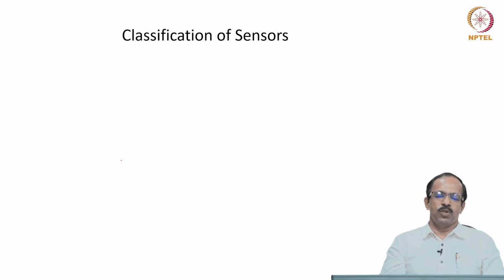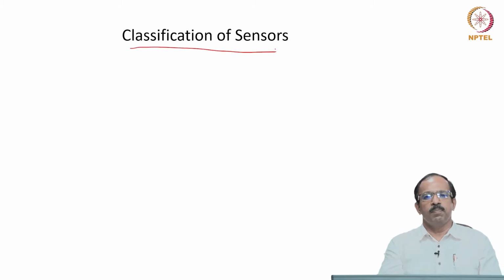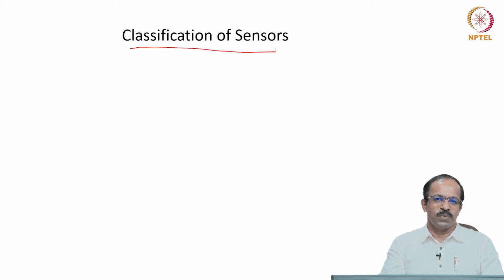Okay, so let us talk about the classification of sensors. We classify them primarily into two categories. One is to get information from the robot itself. From within the robot, we want to get some information. For example, the wheel speed is information of the robot. Temperature inside is information about the robot. What is the velocity at which the robot is moving? Again, it's information from the robot.